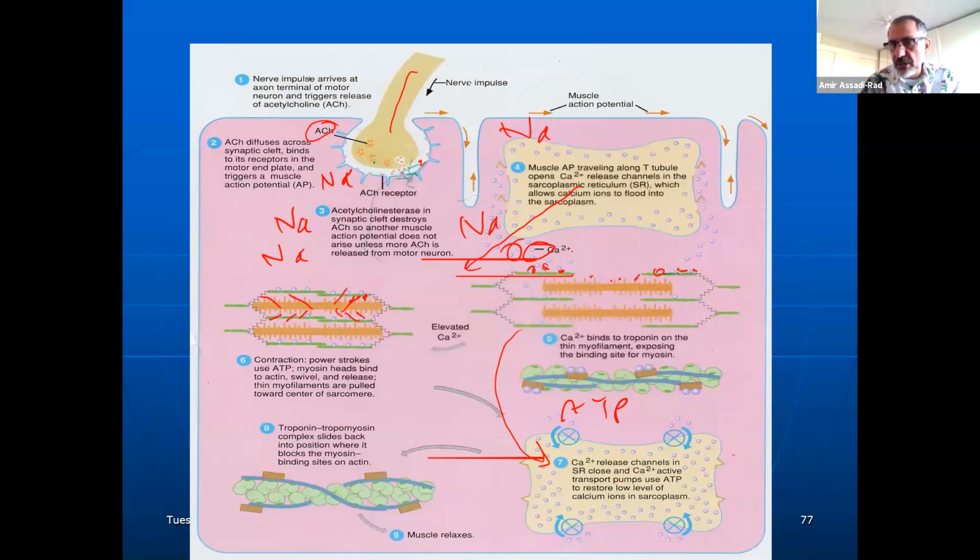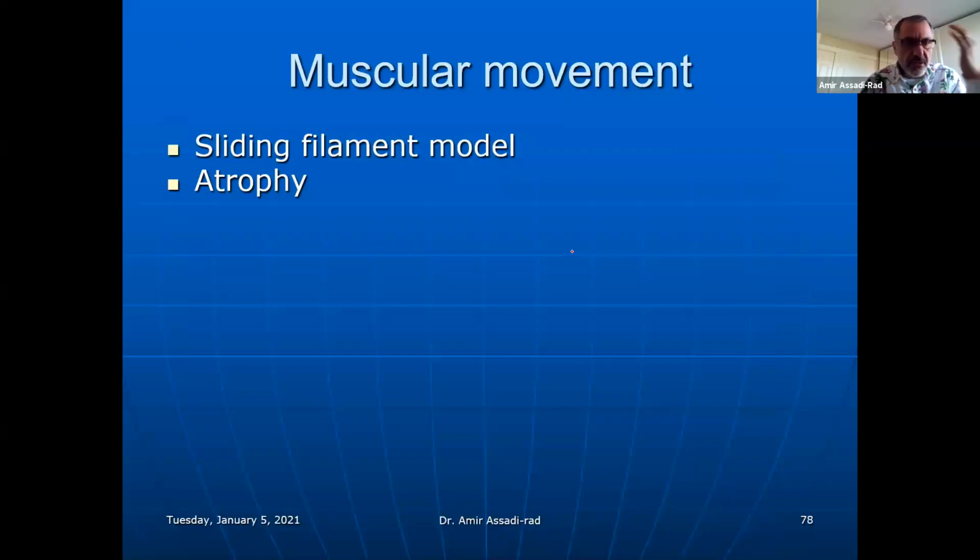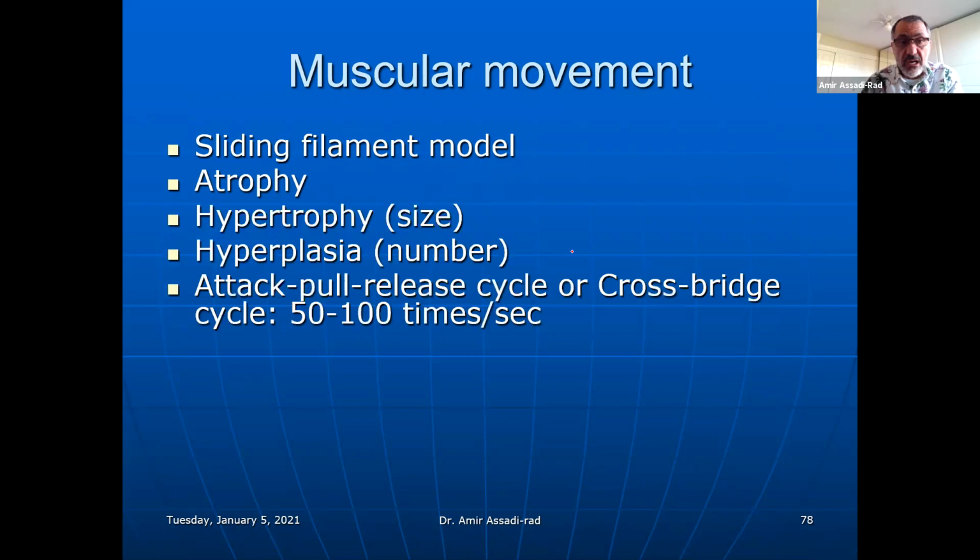And then the sliding filament model, I talked about it. Atrophy, I already mentioned that. Hypertrophy, hyperplasia, I'm just checking myself. See, attach, pull, release, how many of them happen per second? 50 to 100. If you were wondering about that one, I never asked that number. They call them cross bridges. When the head of the myosin attaches to the actin molecule, it's called a cross bridge.